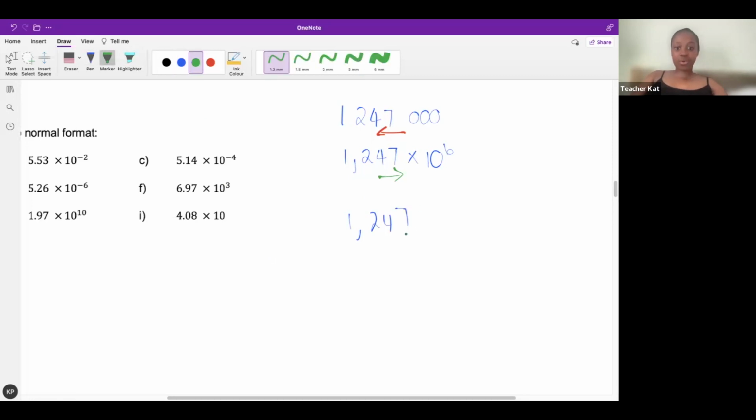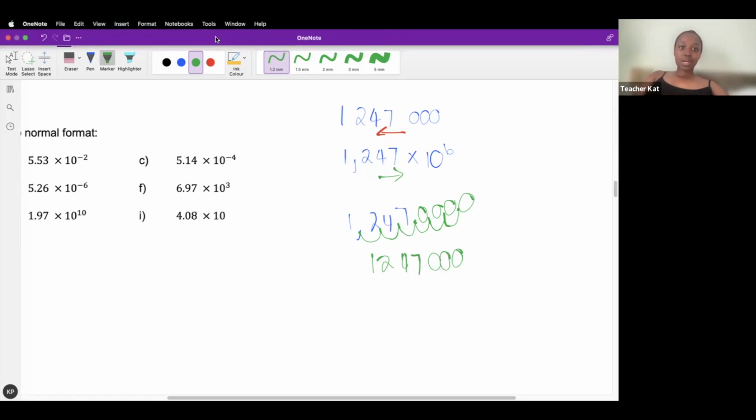Now, what's happening if we run out of numbers here? 1, 2, 3, but I still have to move it 3 more times. So what do I put there as placeholders? Look at the original number. If I run out of spaces to move my comma, I put zeros. So I've moved it 3 times, and then the number is 1247 with 3 zeros.